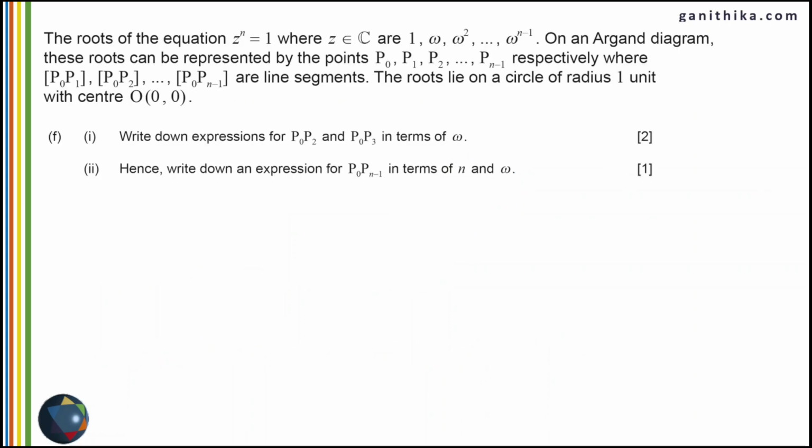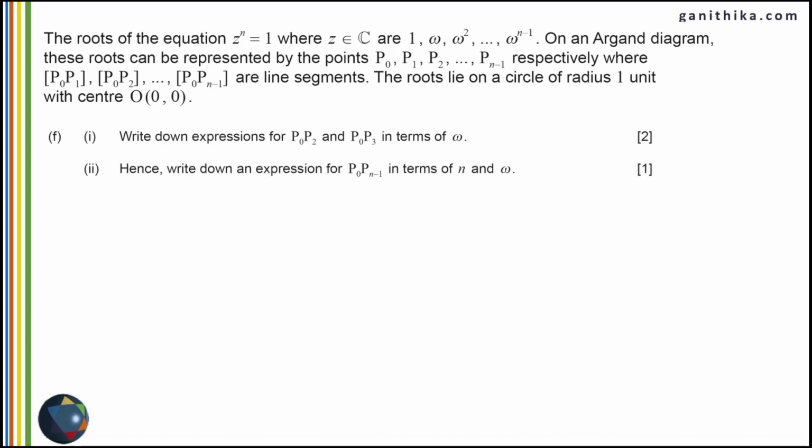Going further, before question F, we have the collection of all the information that we have done so far, saying that for equation z power n equal to 1, the roots are 1, omega, omega square, omega power n minus 1. And on the Argand diagram, these roots are represented by P0, P1, P2, Pn minus 1. And we have the length segments P0 P1, P0 P2, P0 Pn minus 1, etc. All these things we have done already. And we are also given that the circle is of radius 1 unit and the center of the circle is at the origin. Now we have to write the expression for P0 P2 and P0 P3 in terms of omega.